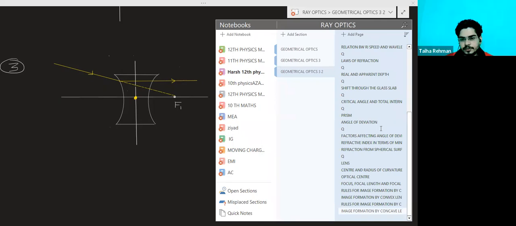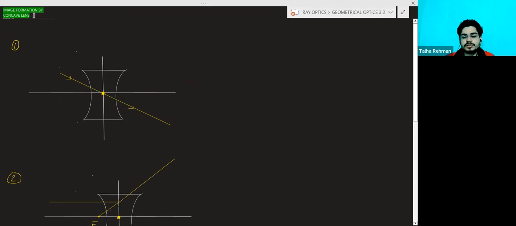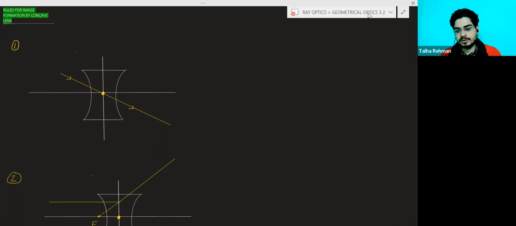This is not the image formation, okay, this was the rules for the image formation by the concave lens. Now we will discuss the image formation by the concave lens.